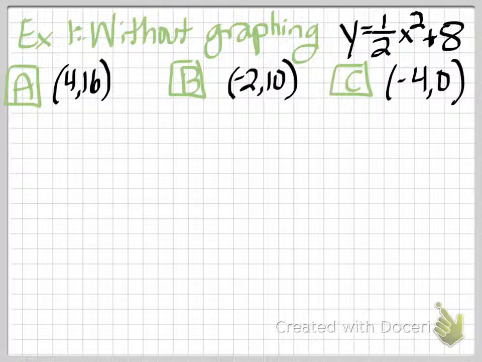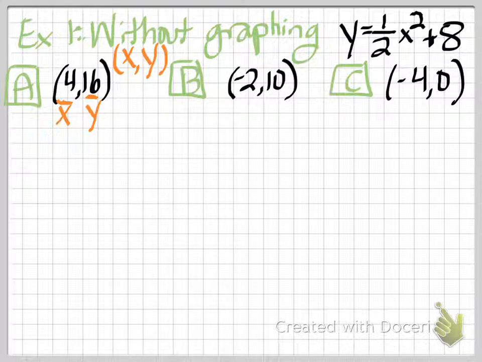Okay? In example 1, we're going to start first with an example equation, y equals 1/2 x squared plus 8. And without graphing, we're going to see if the points, and we've got example A, B, and C, are solutions. So if it's a solution, we will get a true statement when we plug in 4 for x and 16 for y. Remember, our ordered pairs go x, y. The x coordinate is always first.